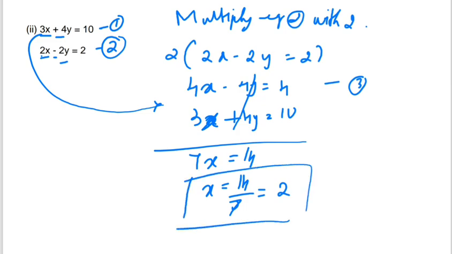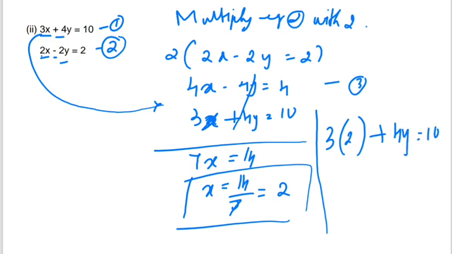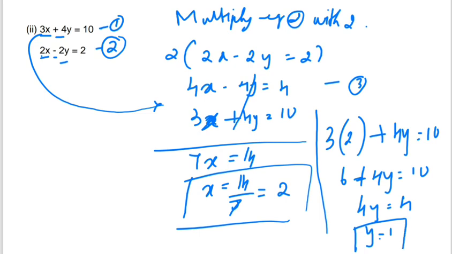Now let's take this x value and put it in the first equation to get y value. 3 into 2 plus 4y is equal to 10. So 3 2s are 6. 6 plus 4y is equal to 10. So taking 6 to RHS, 4y is equal to 4. 10 minus 6 is 4. So y is equal to 1. So this is your value of x and y.